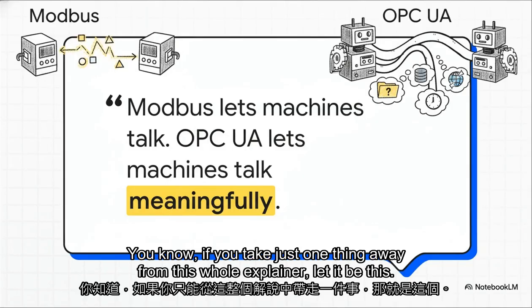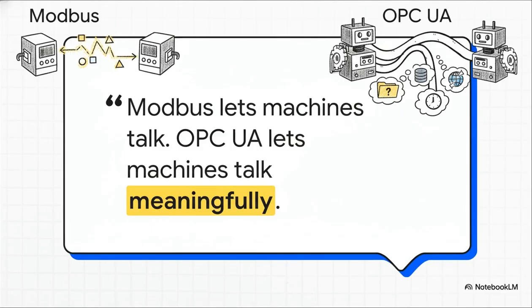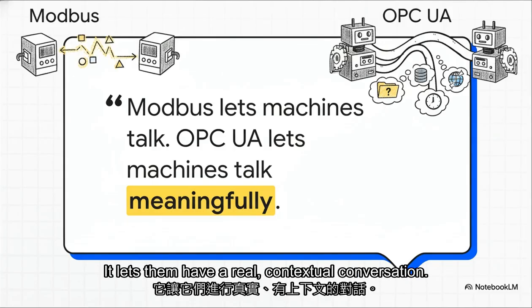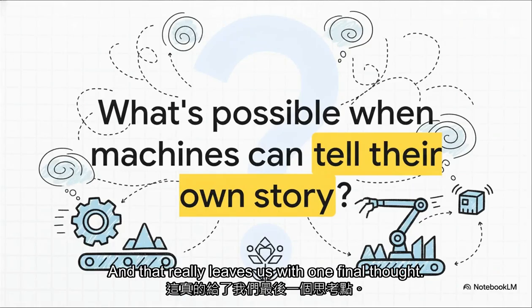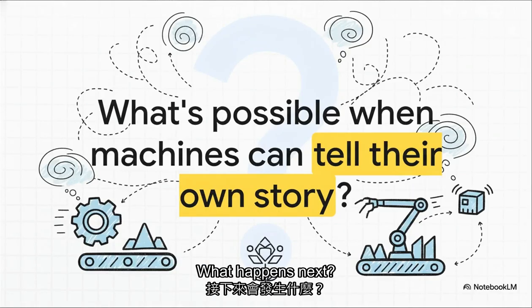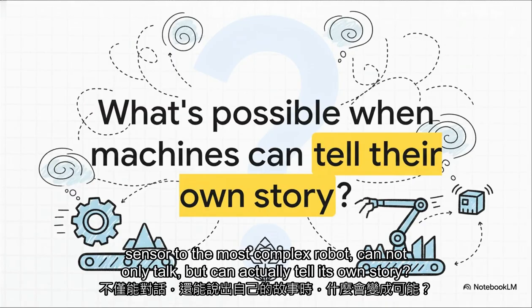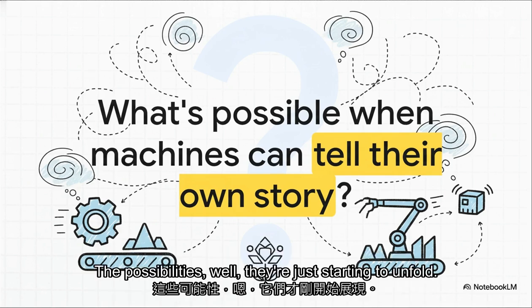You know, if you take just one thing away from this whole explainer, let it be this. Modbus lets machines talk, but OPC-UA lets machines talk meaningfully. It lets them have a real, contextual conversation. And that really leaves us with one final thought. What happens next? What becomes possible when every single piece of equipment in a factory, from the simplest sensor to the most complex robot, can not only talk, but can actually tell its own story? The possibilities, well, they're just starting to unfold.